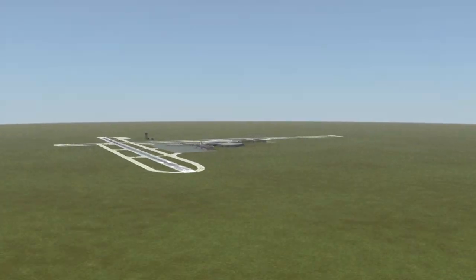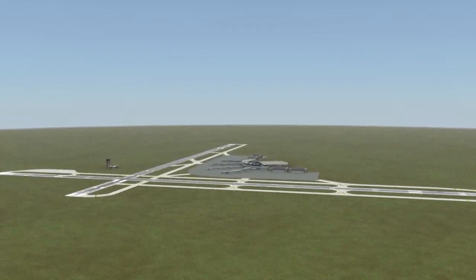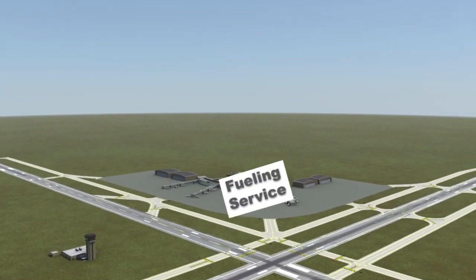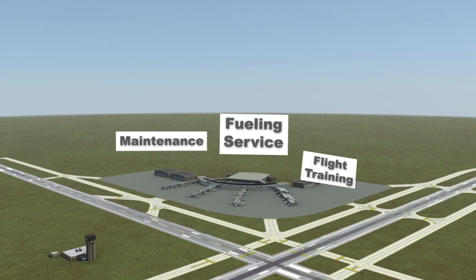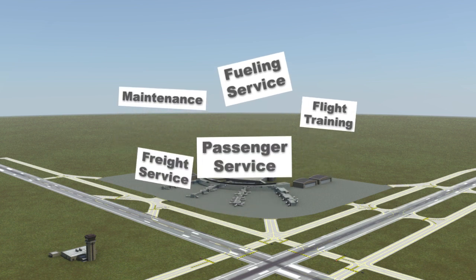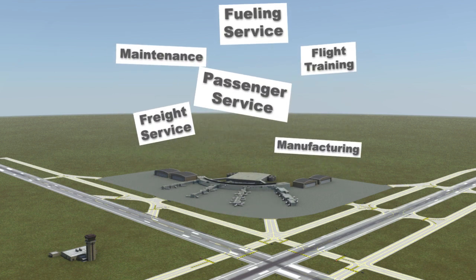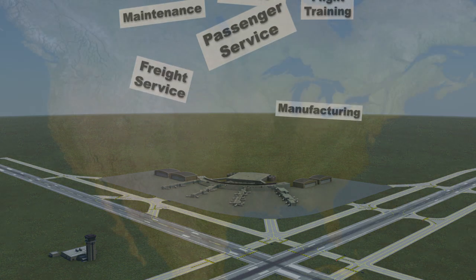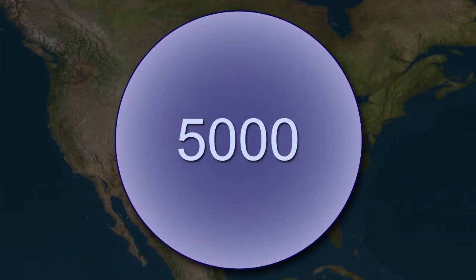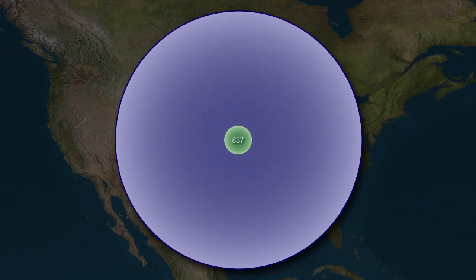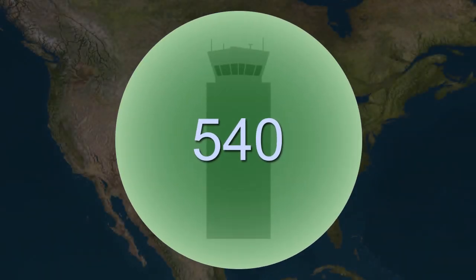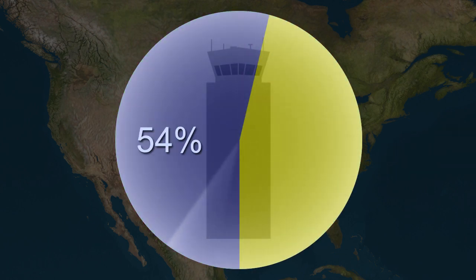As airports increase in size and usage, they become hosts to aviation businesses that provide fueling service, maintenance, flight training, passenger and freight service, manufacturing, and other related services. Of the 5,000-plus public-use airports in the U.S., about 540 of them have enough traffic to warrant a full-time or part-time control tower. Just over half of the control towers in the U.S. are operated by the FAA. The other 46% are operated by private contractors.